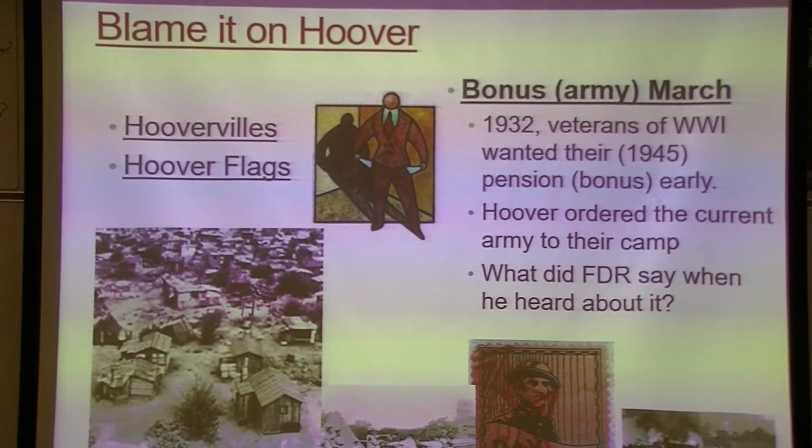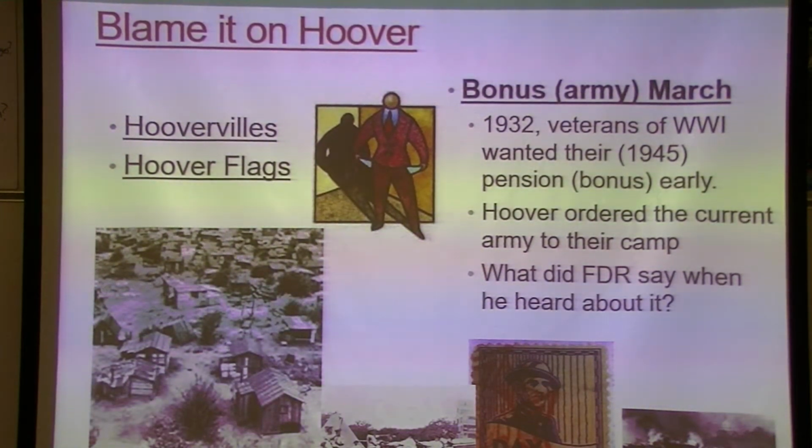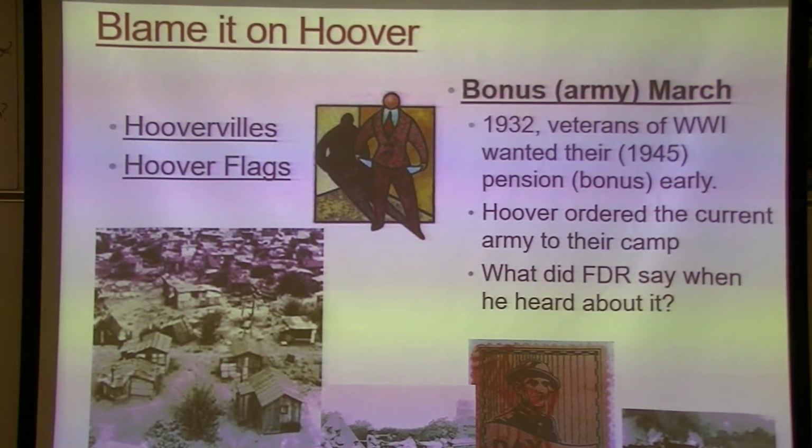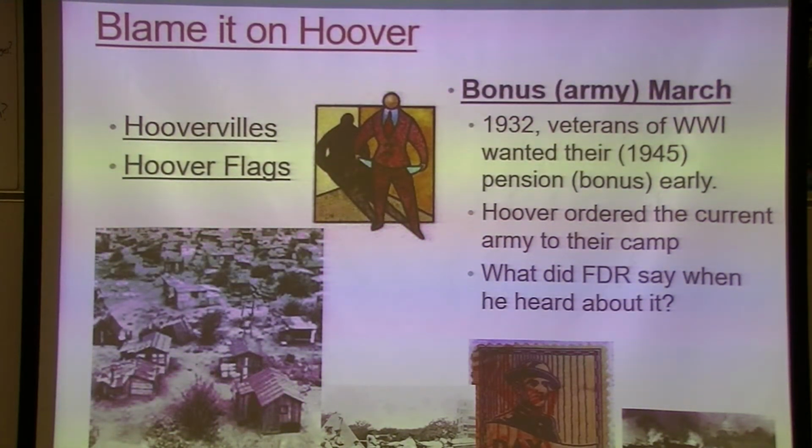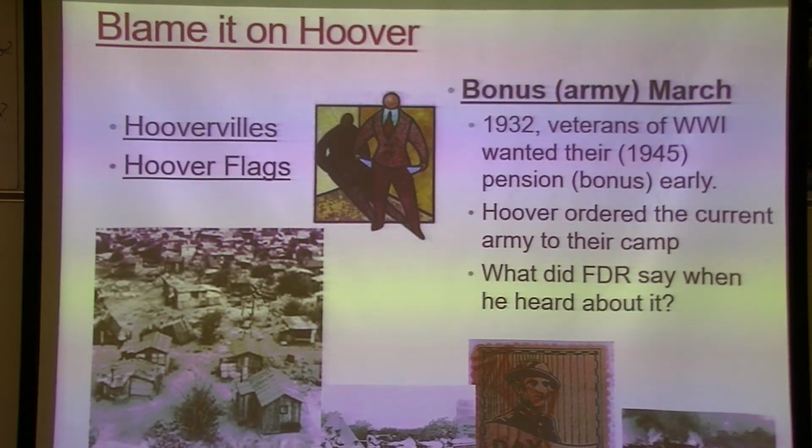Hoover has General MacArthur go, and he was supposed to go negotiate with them. Instead, he pushes them out and sets the camp they were in on fire. Extremely bad public relations for that time. It wasn't Hoover's fault because MacArthur overdoes it, but Hoover is the one that gets blamed for it.